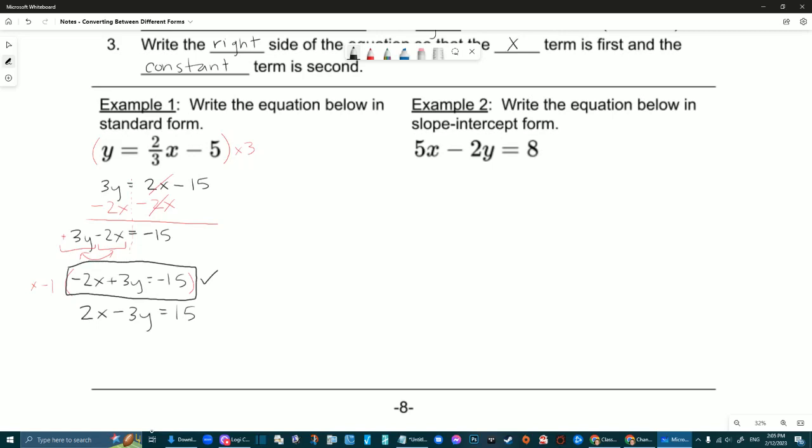Okay, let's try one going the other direction. Example 2 gives us the equation 5x minus 2y equals 8, and they want us to write it in slope-intercept form. In slope-intercept form, I'm basically taking those first two steps and reversing the order. I want to get y by itself, and that means the first thing I have to do is add or subtract that x term to get it on the appropriate side of the equation. Looking at that 5x, it's positive, so to get a zero pair, I'm going to subtract 5x from both sides.